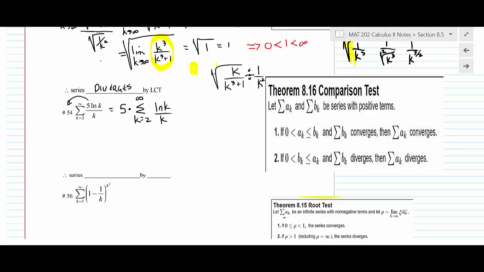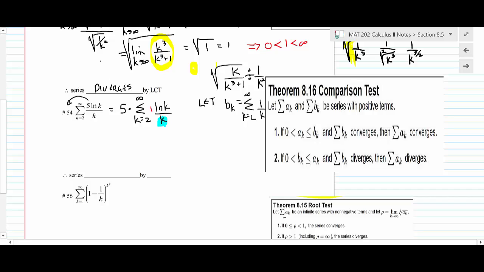And the other thing I see is, something jumps out at me. Does it jump out at you? 1 over k. What is that? Harmonic series, right. So we're going to go ahead and let b sub k, which is the series we're comparing it to, be the series k equals 2 to infinity of 1 over k.